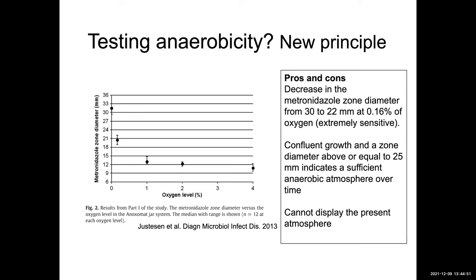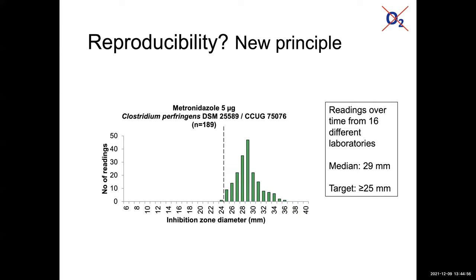And if you obtain a confluent growth on a plate and a zone diameter above or equal to 25 millimeters, you can be quite sure that you have had very good anaerobicity during your incubation. And this is just a figure showing you how well it can be implemented in other laboratories.